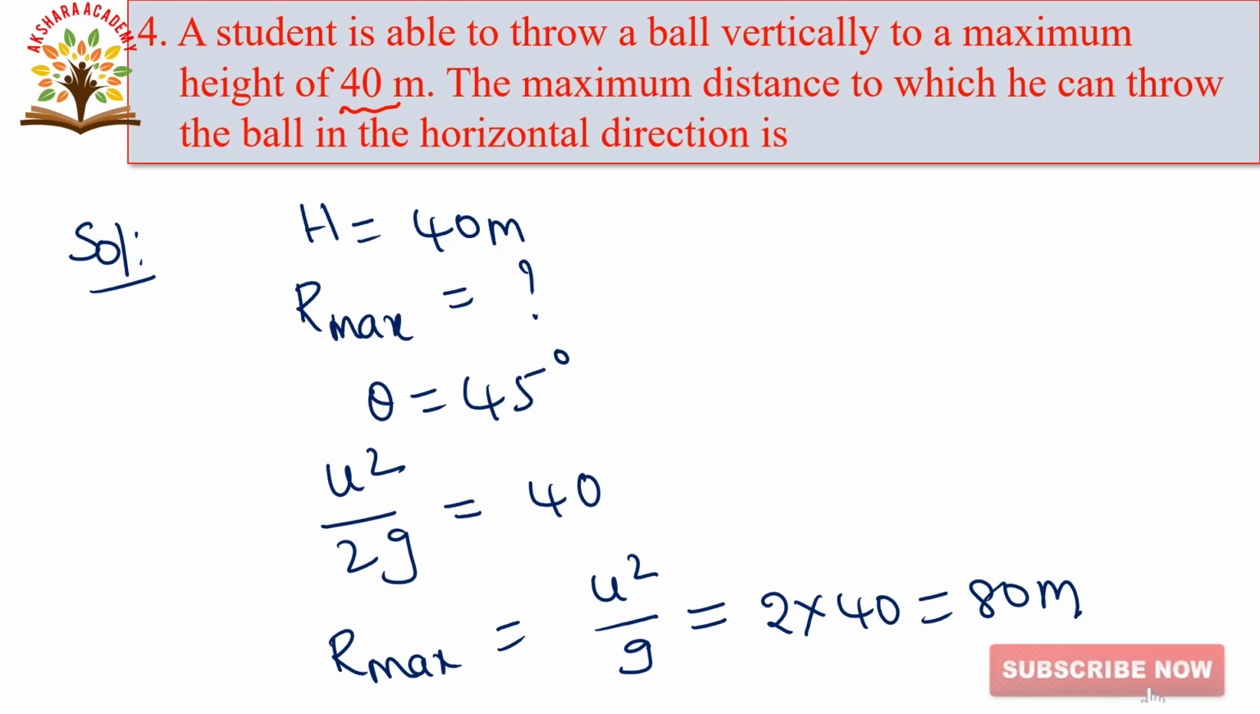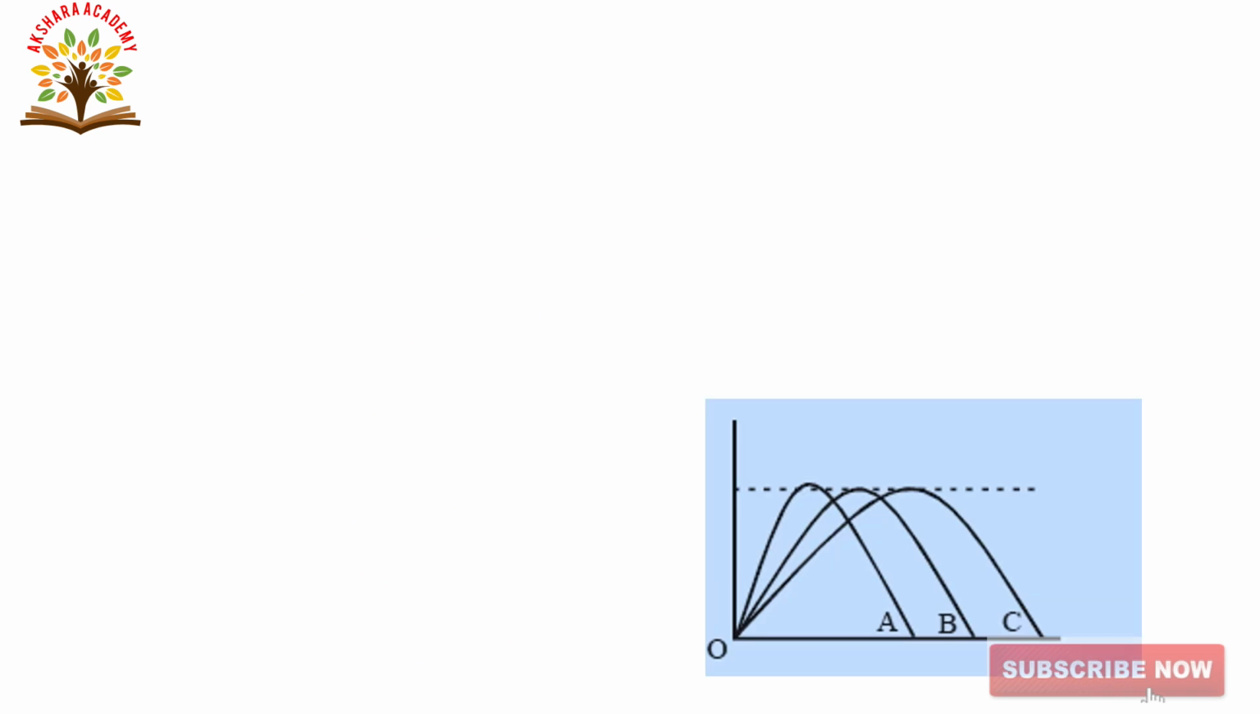R maximum is equal to u square by g. For vertical projection theta is equal to 90, u square by g is equal to 2 into 40, that is equal to 80 meters. This is the maximum distance to which he can throw the ball in the horizontal direction. This is the final answer. So R maximum is equal to 80 meters. Okay. Next we will go to the next question.